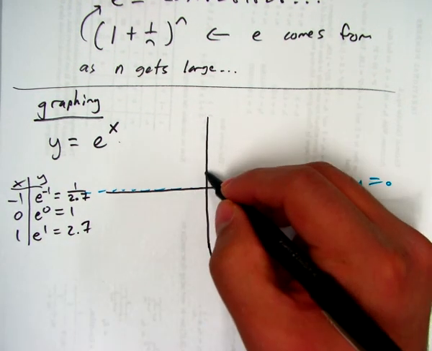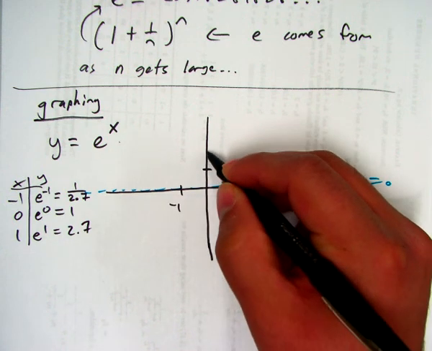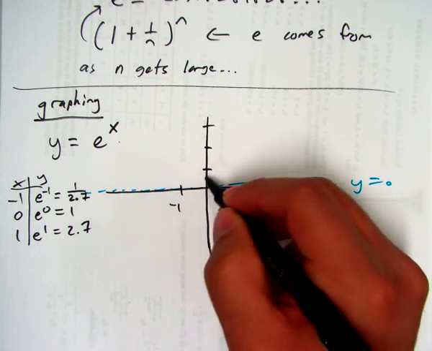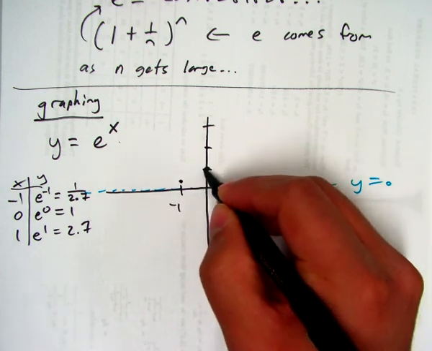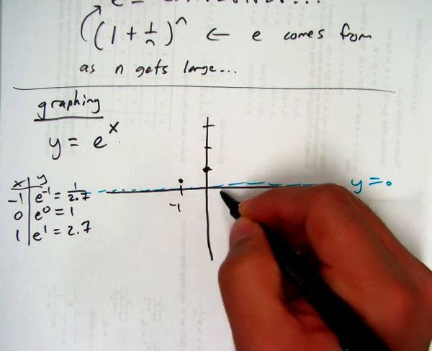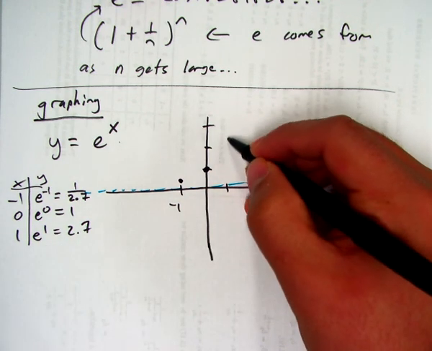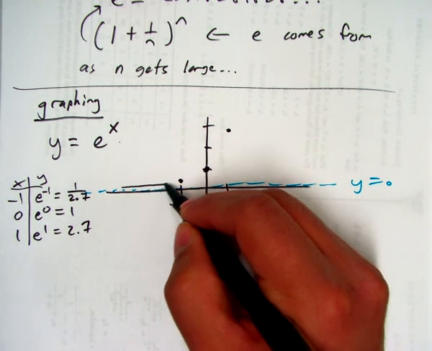You go to negative 1, and 1 over 2.7 is about a third. It's close to it. 0, 1 is right here. And then if you go to 1, you get just e, which we saw is about 2.7. So we go almost all the way up to 3. And then there's your graph for e to the x.